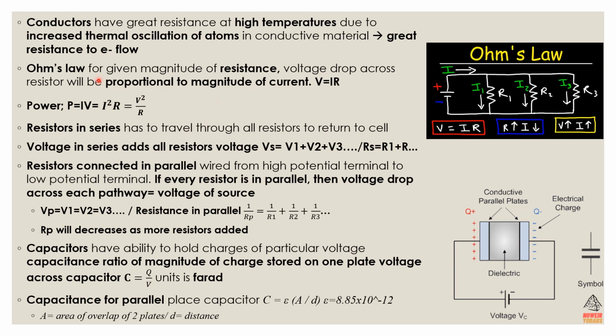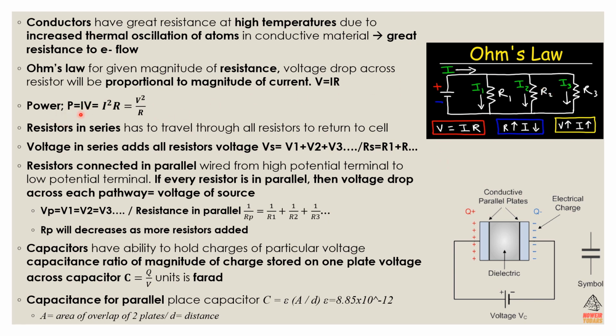Next we have Ohm's law, which is a common law you take in high school. For a given magnitude of resistance, the voltage drop across a resistor will be proportional to the magnitude of the current, and the way you measure Ohm's law is V equals IR. And then here it says that as resistance increases, current decreases with Ohm's law, and as voltage increases, current also increases.